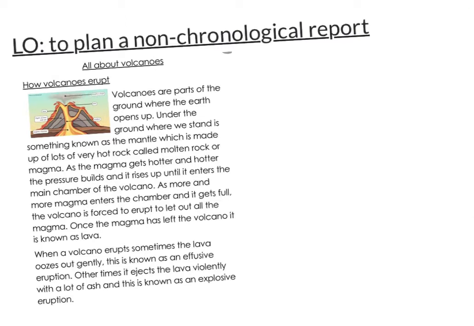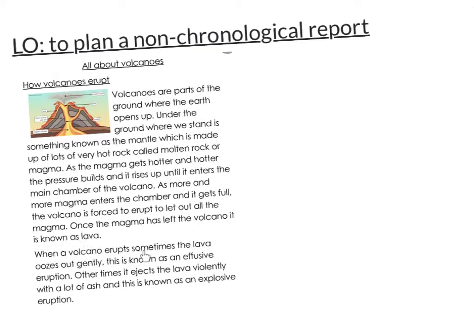How volcanoes erupt. Volcanoes are parts of the ground where the earth opens up, remembering our full stops. Under the ground where we stand is something known as the mantle, which is made up of lots of very hot rock called molten rock or magma. As the magma gets hotter and hotter, the pressure builds and it rises up until it enters the main chamber of the volcano. As more and more magma enters the chamber and it gets full, the volcano is forced to erupt to let out all the magma. Once the magma has left the volcano, it is known as lava.